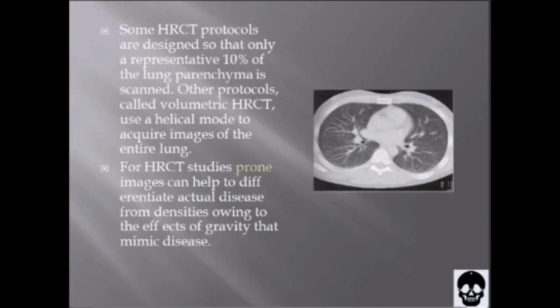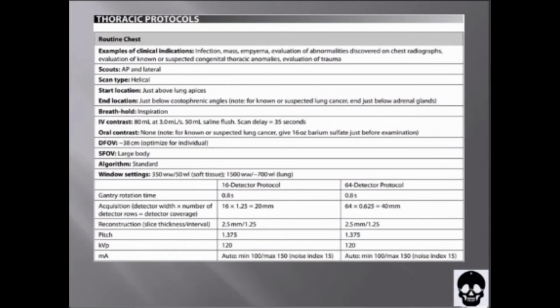For these reasons, high-resolution CT protocols may include three series of scans: inspiratory supine, expiratory supine, and inspiratory prone. In volumetric protocols, only the inspiratory supine series is done in helical mode. The additional images are done in the representative axial fashion to reduce the radiation exposure. This is the thoracic protocols.